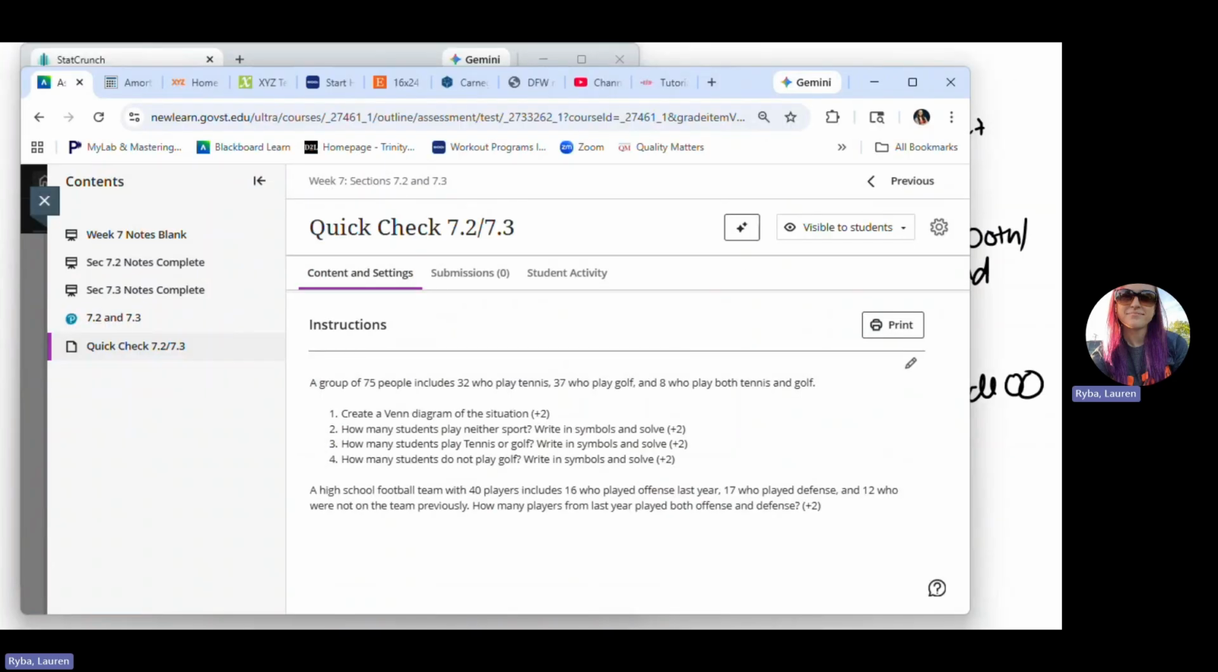All right, then the second one is one like we just did. So a high school football team with 40 players includes 16 who played offense last year, 17 who played defense last year, and 12 who were not on the team previously. How many players from last year were on both? So we're looking for that intersection piece.